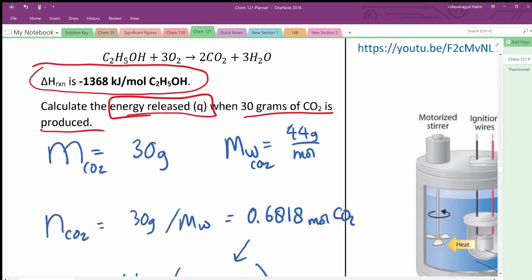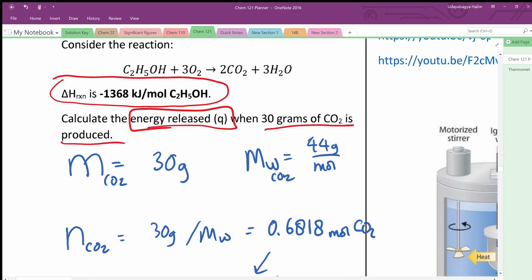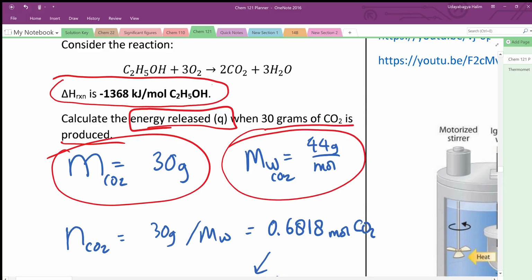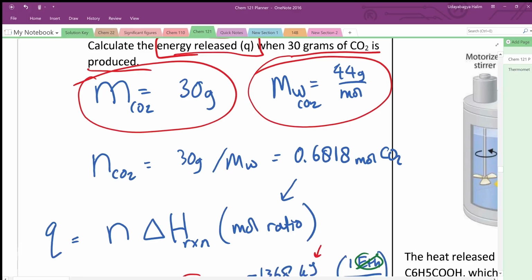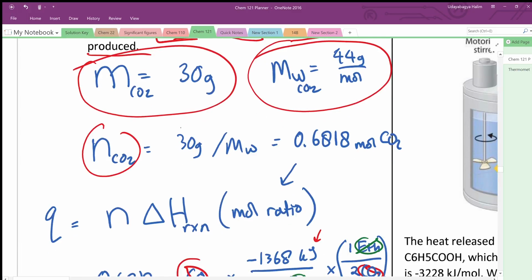So as always, like any chemical reaction, just get your instinct to convert everything to moles, whether it's given in concentration, mass, density, whatever, convert it to moles. So we have 30 grams of carbon dioxide, and you look at the periodic table, the molecular weight is 44 grams per mole. So the number of moles of CO2 is just the mass divided by the molecular weight. You get 0.6818 moles CO2.